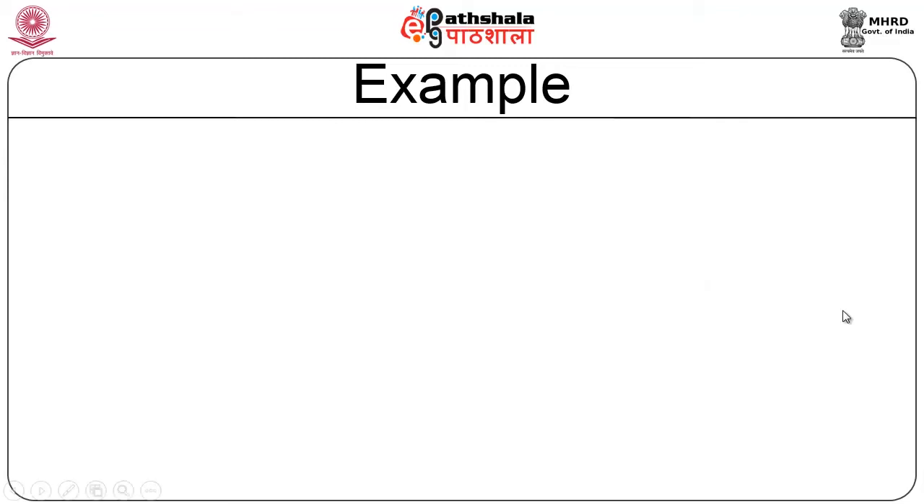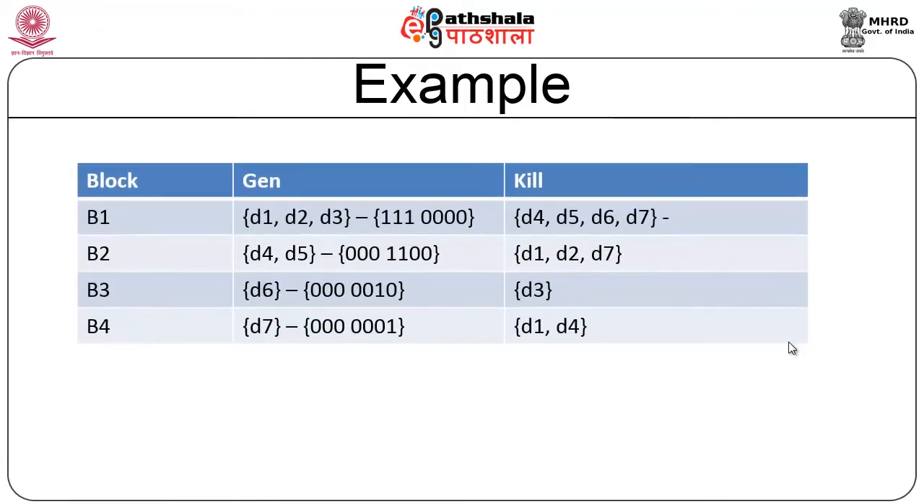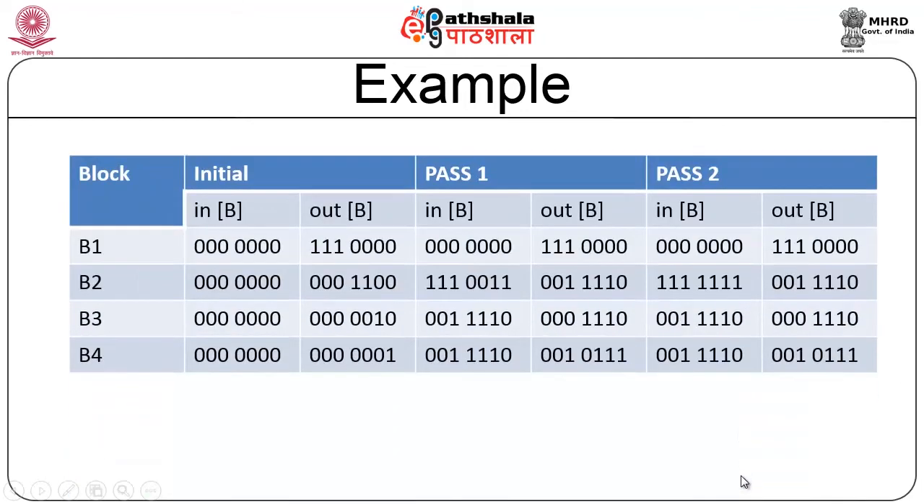Typically, it is solved in 2 passes or at most 3 passes in a normal situation. Here is what we have already got. For example, we said in of B is going to be all null to start with, and out of B will be gen of B to start with. So, this is D1, D2, D3, this is D4, D5, this is D6 and this is D7. So, that is out of B.